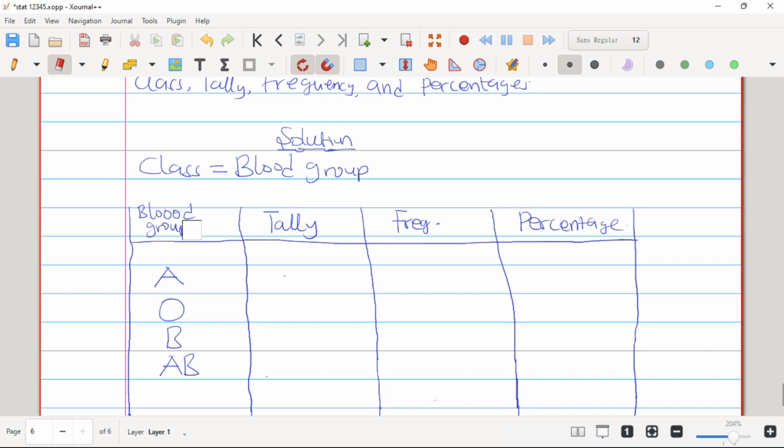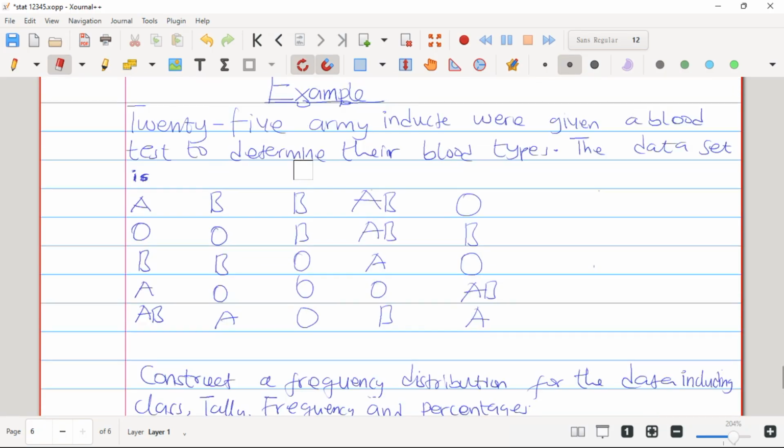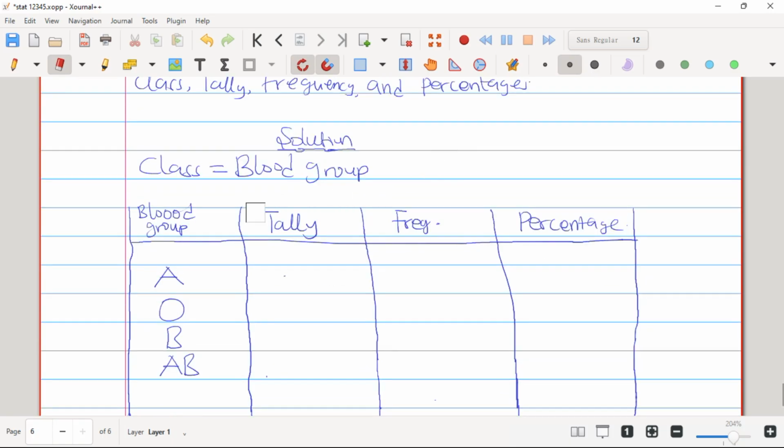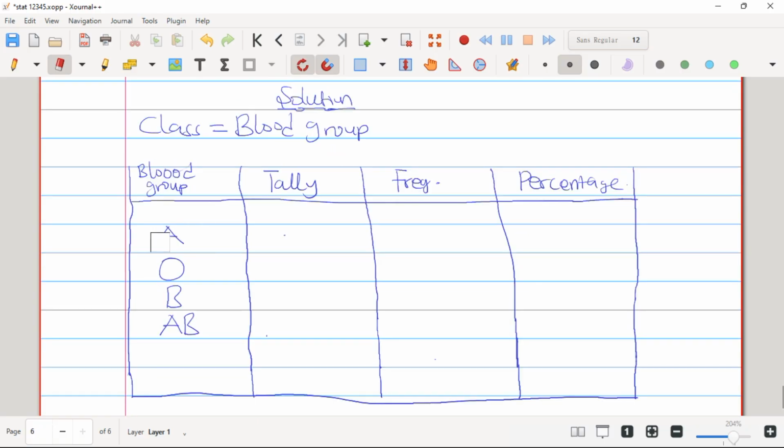But as you can see here, the class can be equal to the blood group, or the blood type. Because the data was collected depending on the blood types of the individuals, right? So here the blood type can represent the classes. We have the blood group or blood type, we have the tally, frequency, and percentages, right? So we have this blood group A, O, B, and then AB.